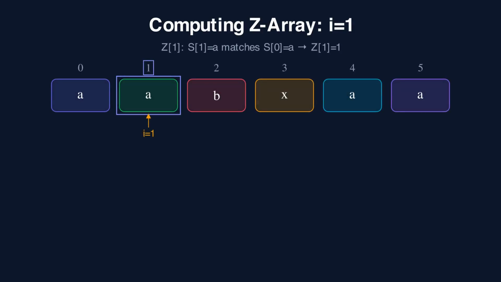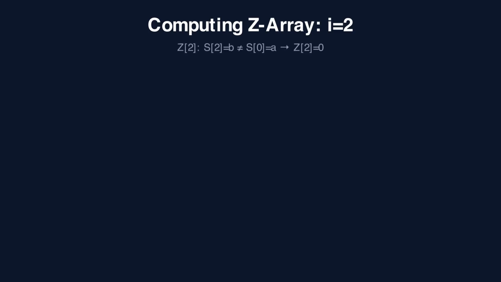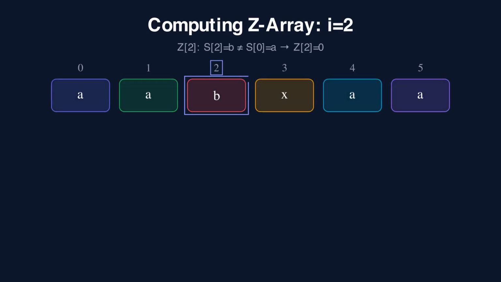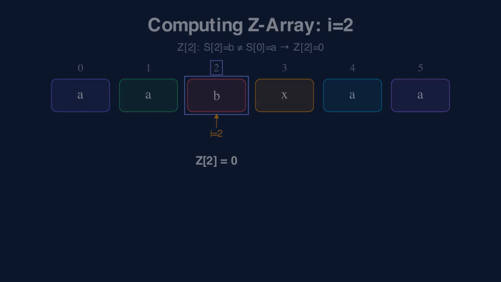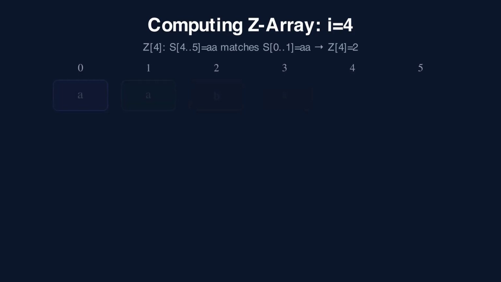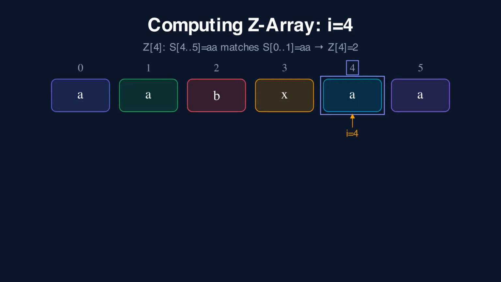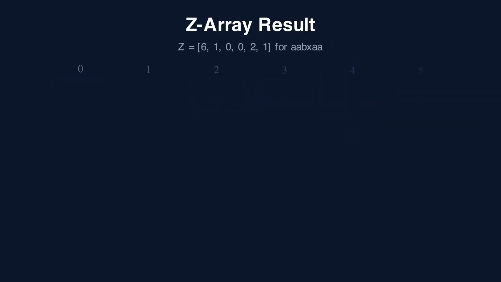For any string S, Z[i] tells us the length of the longest substring starting at index i that is also a prefix of S. For example, in aabxaa, Z[1] is 1 because a matches the prefix a. Z[4] is 2 because aa matches the prefix aa. By calculating this for every position, we gain valuable information about the string structure.